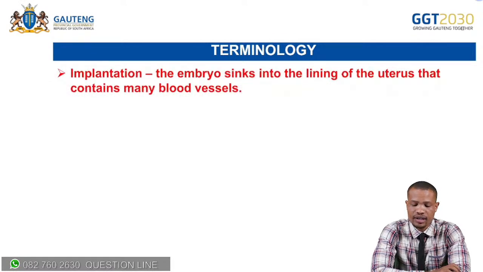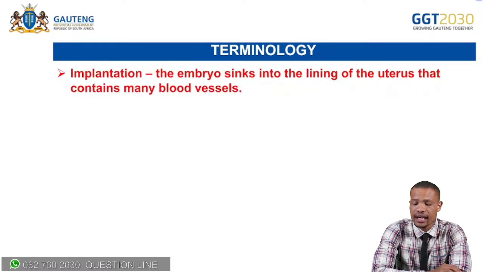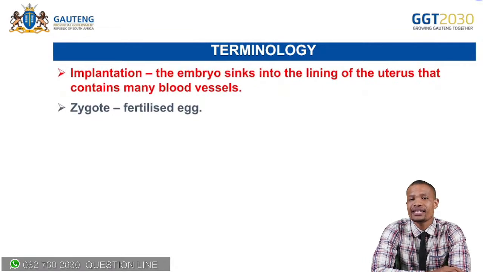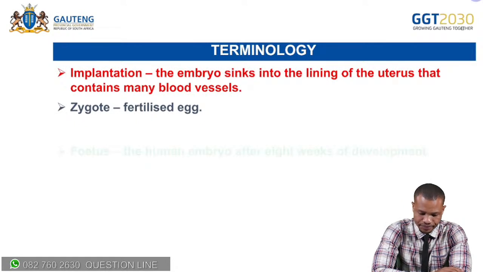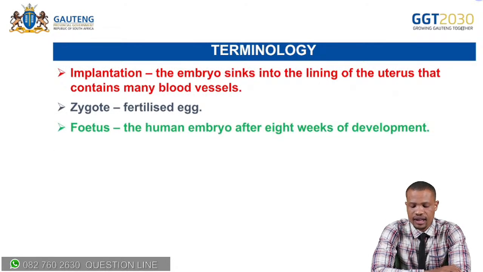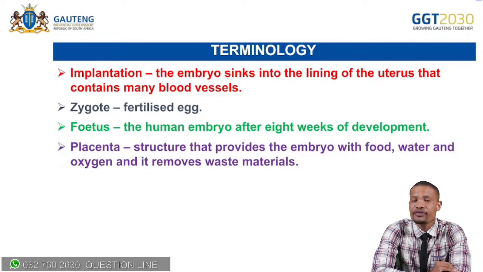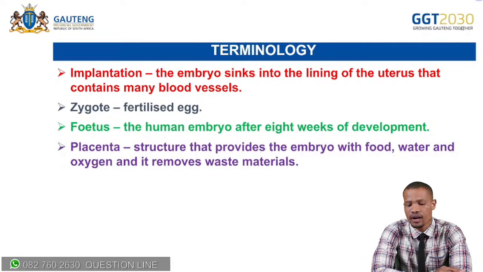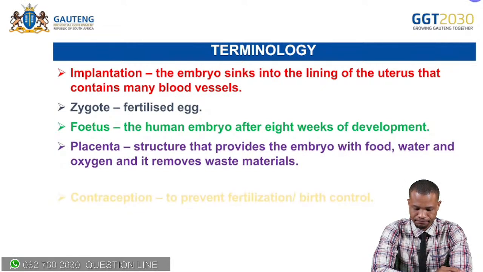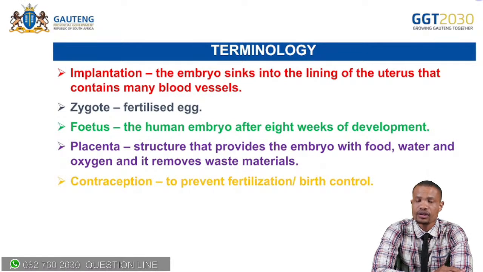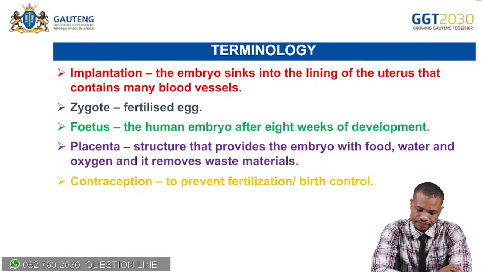Implantation is when the embryo sinks into the lining of the uterus that contains many blood vessels. A zygote is a fertilized egg. The fetus is the human embryo after 8 weeks of development. The placenta is a structure that provides the embryo with food, water, and oxygen, and it also removes waste materials. Contraception is a method to prevent fertilization or birth control.